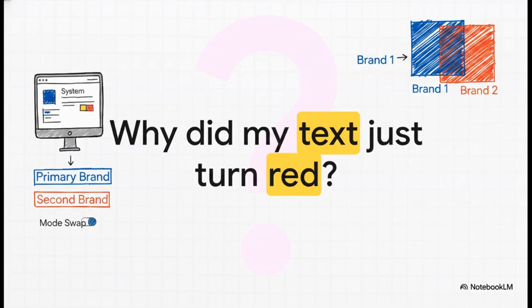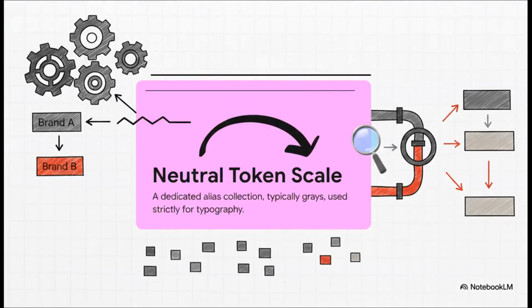You build this beautiful system for your primary brand, everything looks great. Then you add your second brand into Figma, you swap the mode, and suddenly all your paragraph text turns into your primary brand color? No way. The solution to this nightmare is the neutral token scale.